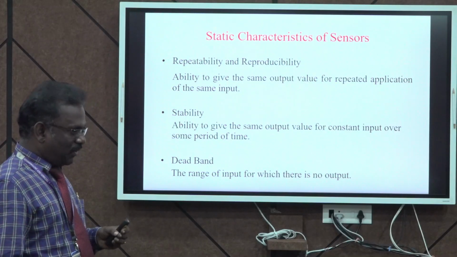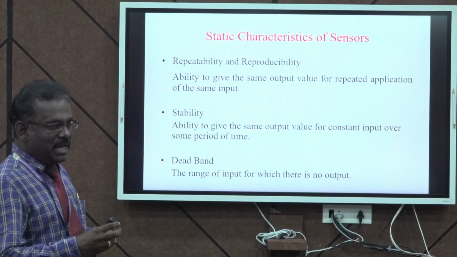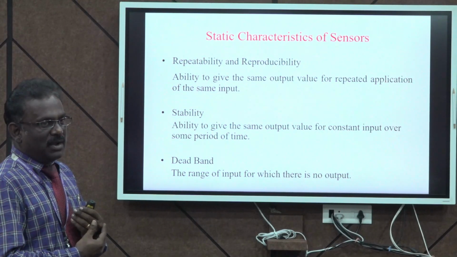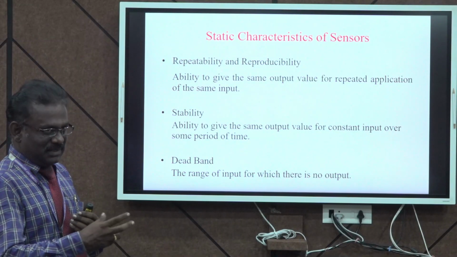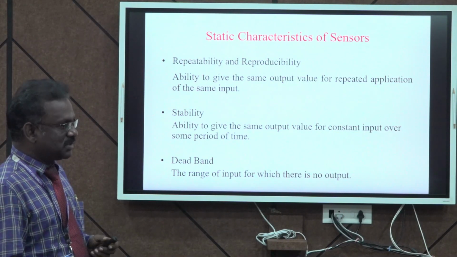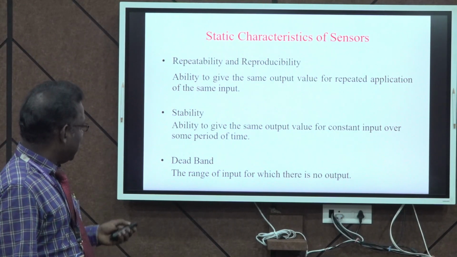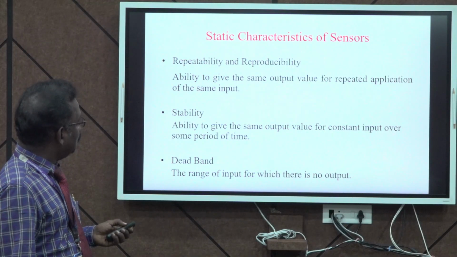Dead band: for a certain level of minimum input, there won't be any output from the sensor. That input range value is called a dead band. So dead band is a range of input for which there is no output.